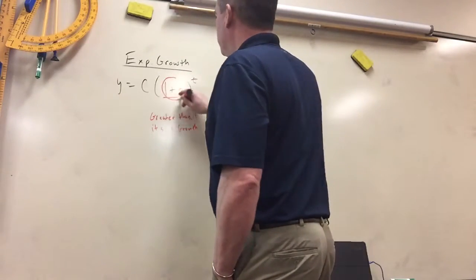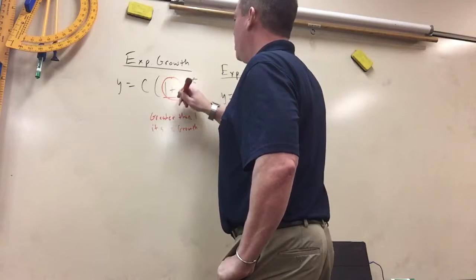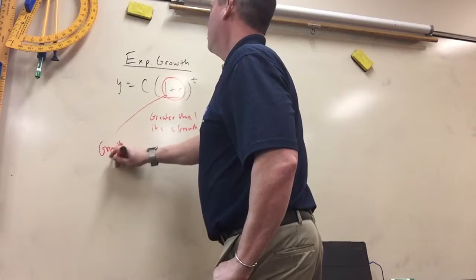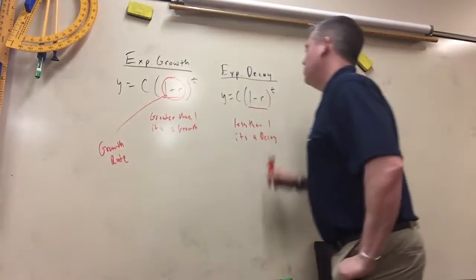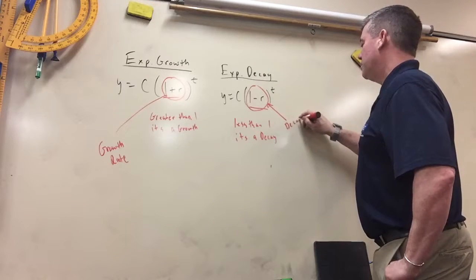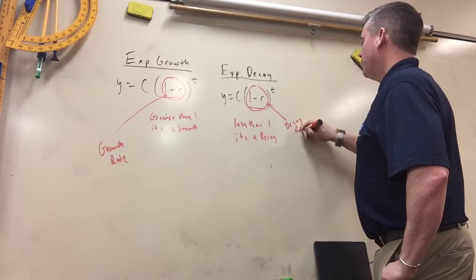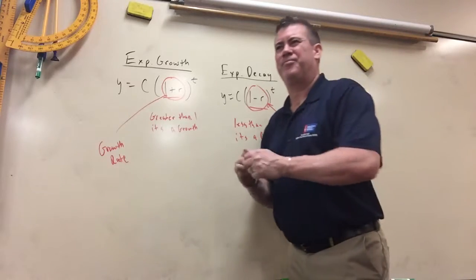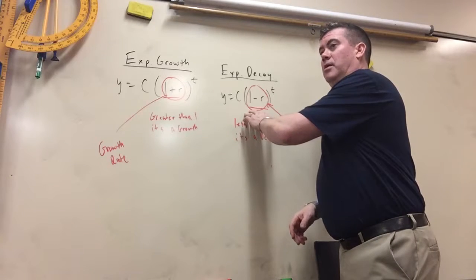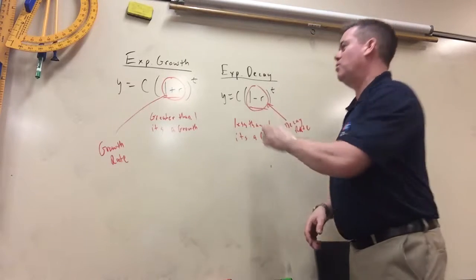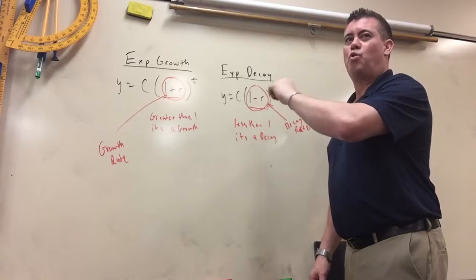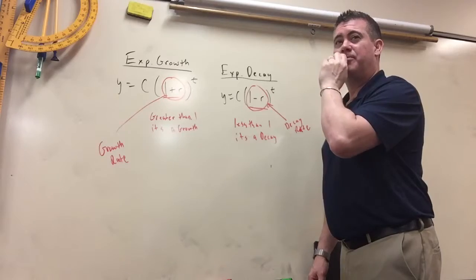Now this part right here is called the growth rate. So you can probably guess then what this is called? The decay rate. So like if it's 5%, 1 take away 5% is 0.05, right? So it's 1 take away 0.05, so it'd be 0.95.